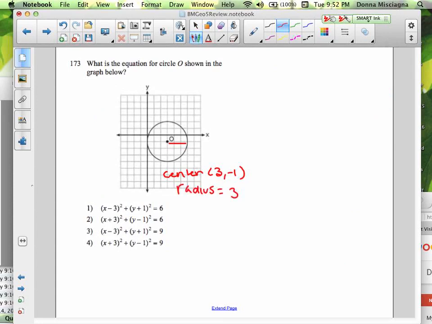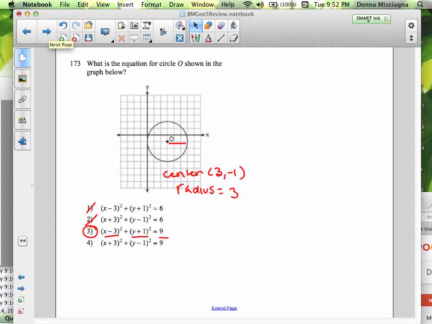All right, so the correct equation, number 1's incorrect because they squared wrong. 3 squared is not 6. So that leaves us the bottom ones. And so this one, 3, -1, they squared correctly. There's our equation right there. Okay, so just make sure you remember that the signs will be the opposite on the center, and the radius is squared. All right, so those are all the circle problems.